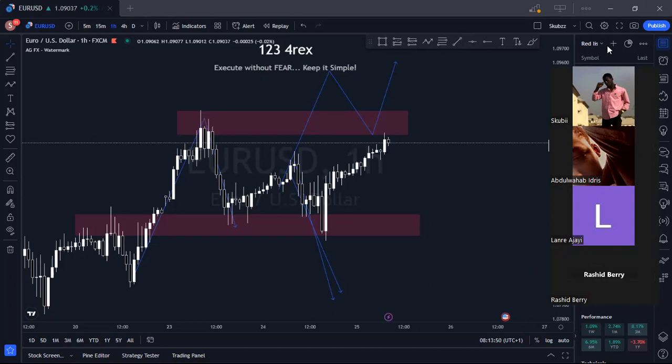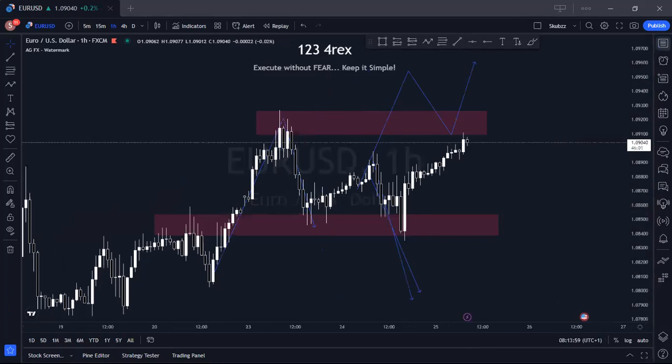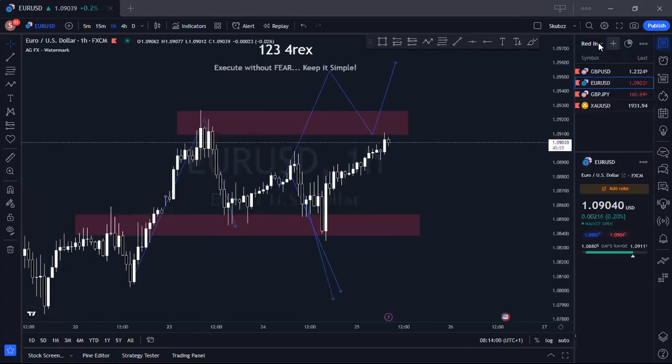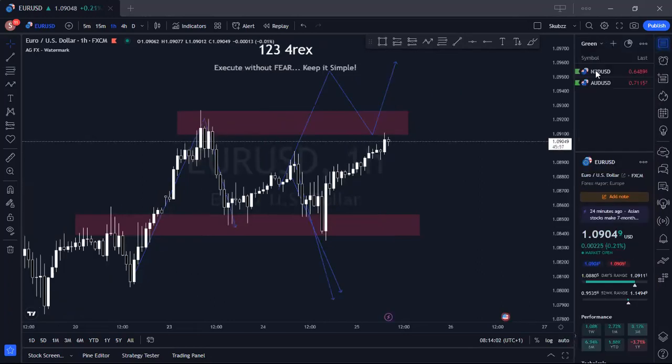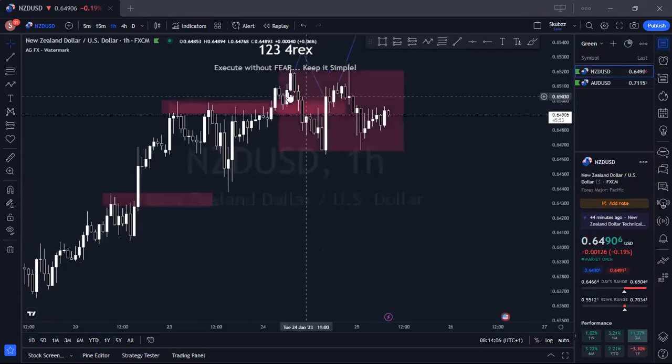NZD USD. Okay, let's go back to NZD. NZD USD is still ranging. It's sort of ranging, so there's nothing clear on it. Look at it, yeah. There's nothing clear on it. It's still inside a range, so I don't want to say anything about it.